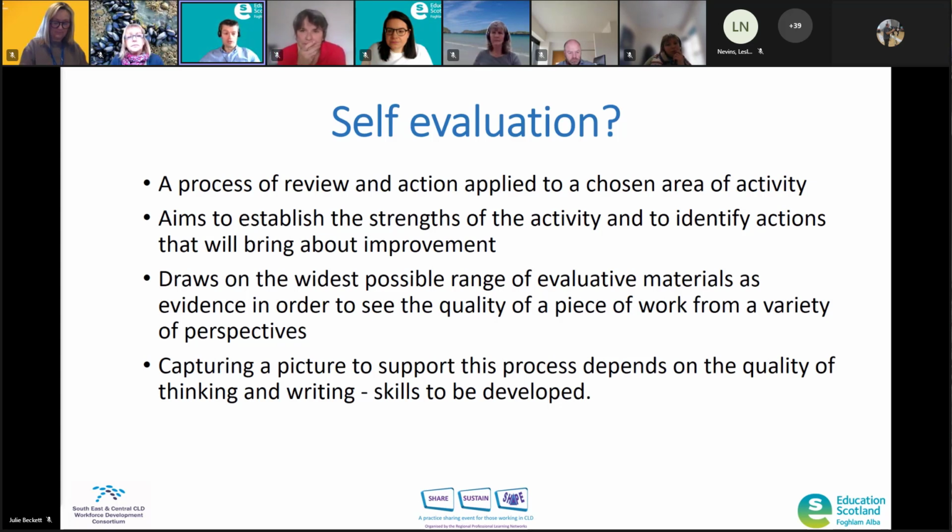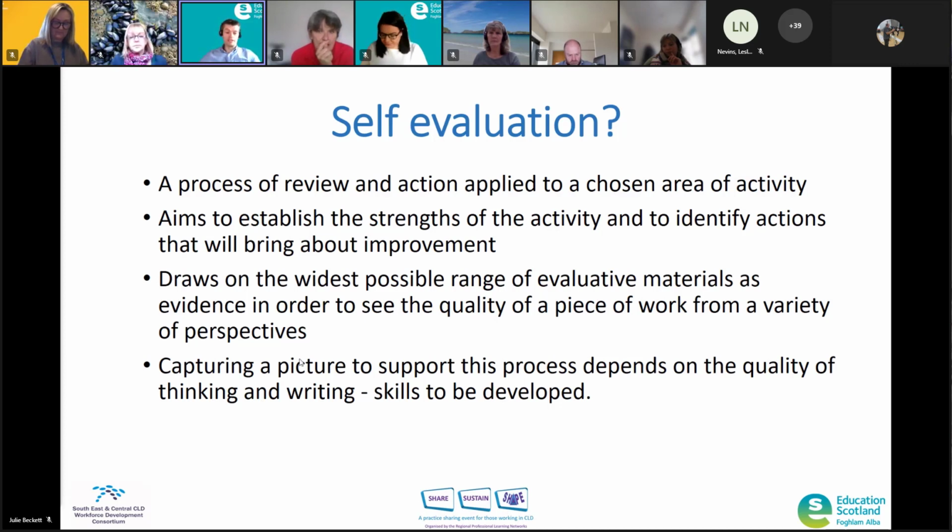Self-evaluation also draws on the widest possible range of evaluative materials as evidence in order to see the quality of a piece of work from a variety of perspectives. So this can be from management information systems, session recordings, impact statements, evaluations, but also wider strategic documents, so CLD plans, local outcome improvement plans, community planning partnerships. All these aspects are where that evidence can be drawn from.